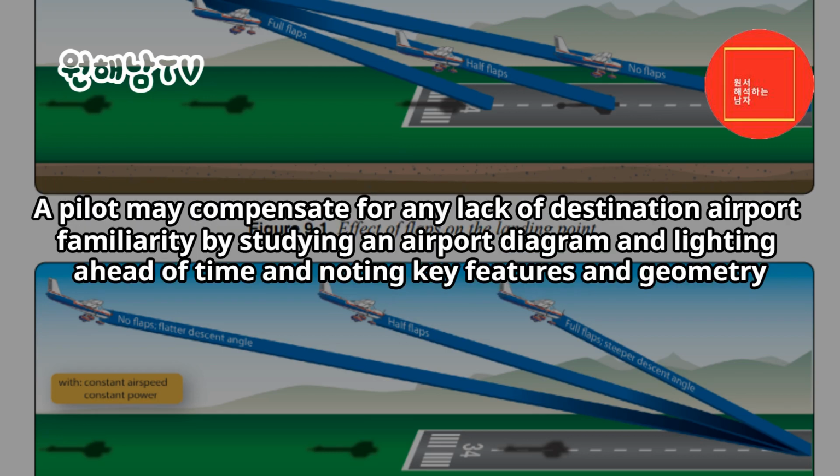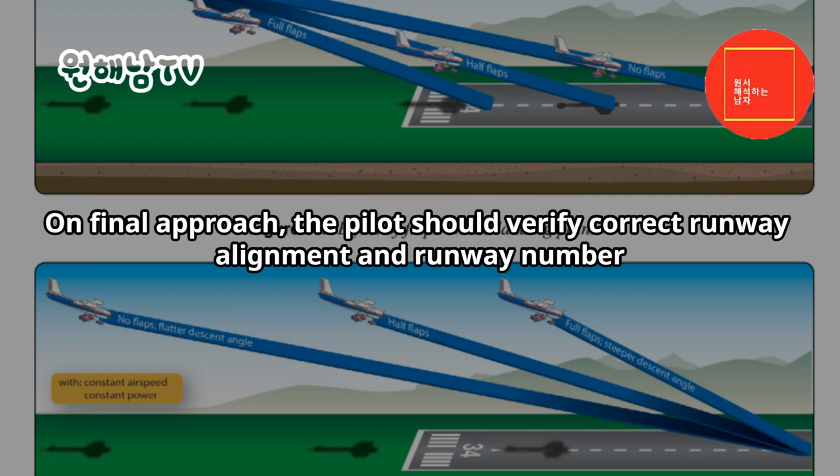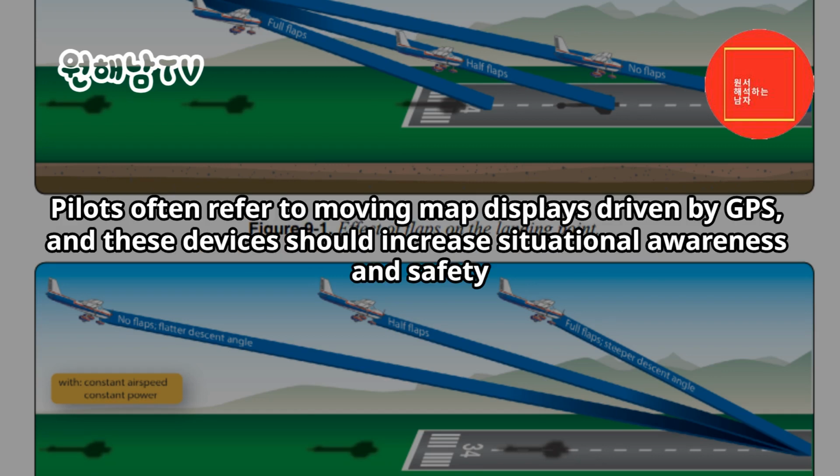A pilot may compensate for any lack of destination airport familiarity by studying an airport diagram and lighting ahead of time and noting key features and geometry. On final approach, the pilot should verify correct runway alignment and runway number. Pilots often refer to moving map displays driven by GPS, and these devices should increase situational awareness and safety.